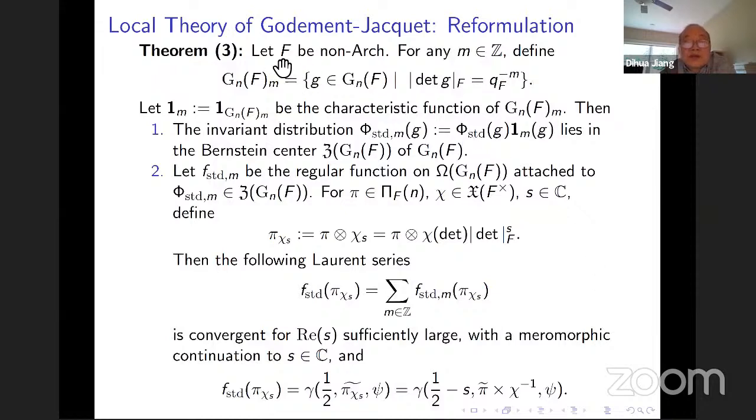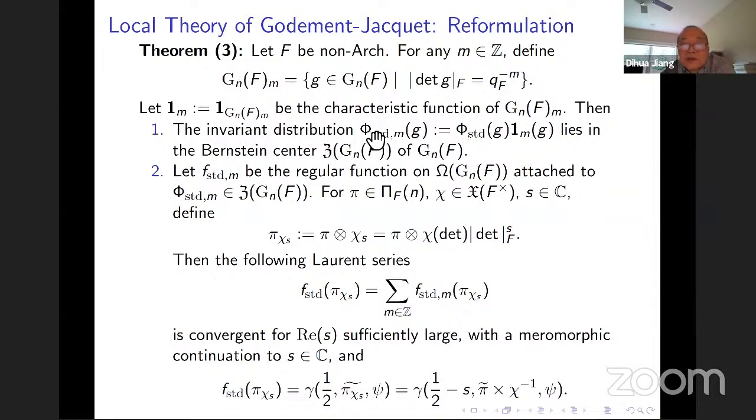Okay, and so now we show that for the non-Archimedean situation, for any integer m, you define the slice. So G_m is the set of g in GL_n such that you take the determinant, take the absolute value, and it equals q to the negative m, okay? And then you take 1_m, the characteristic function of this slice. And then the invariant distribution is you cut off, right? So that distribution, the standard one, is not in the Bernstein center, but this cutoff lives in the Bernstein center.